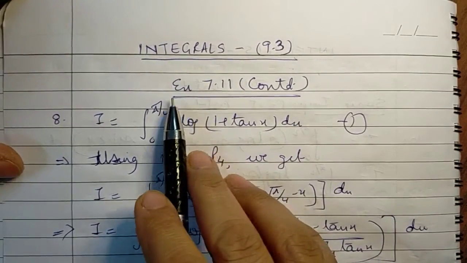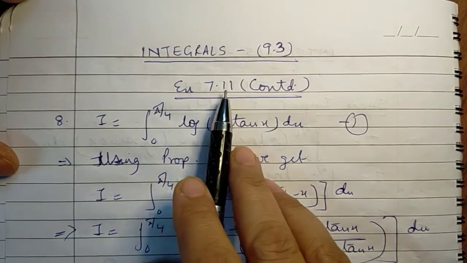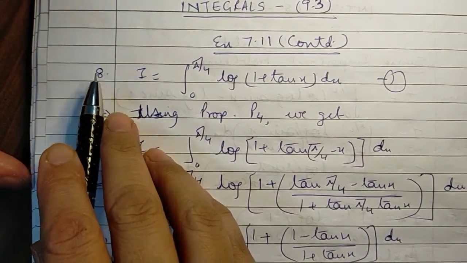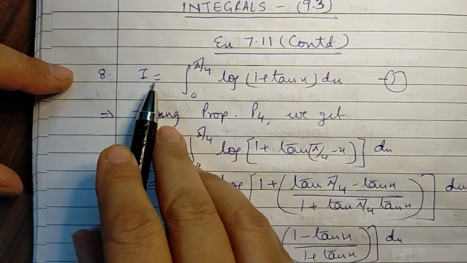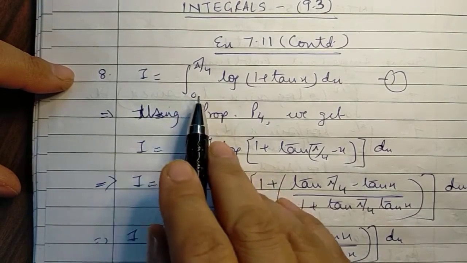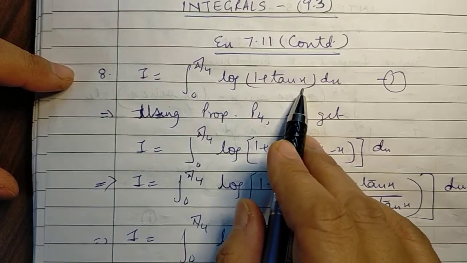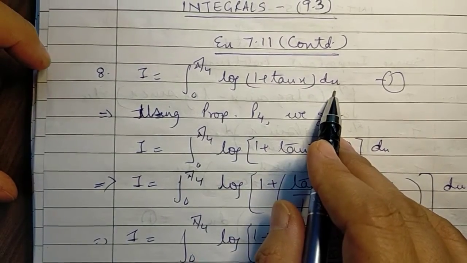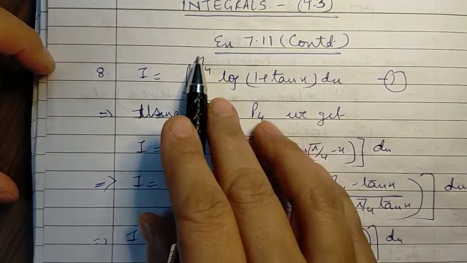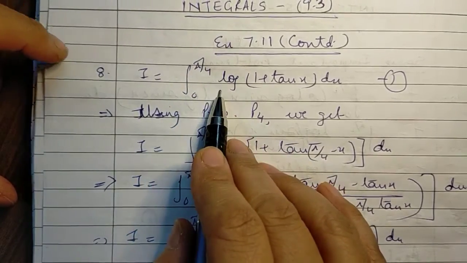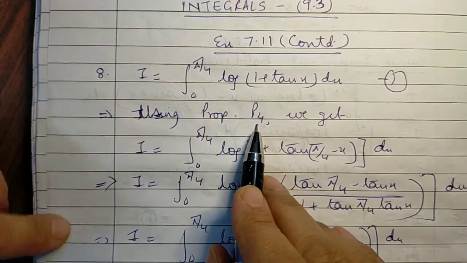Hello students, let us now continue with exercise 7.11. So let's start with question number 8. Question number 8 says that I is equal to integral from 0 to pi by 4 log of 1 plus tan x dx. So because of these limits as 0 to a kind of limits, let's apply property P4 and see what we get.